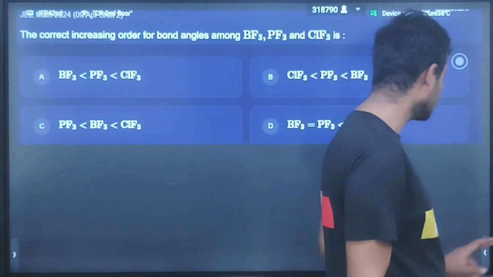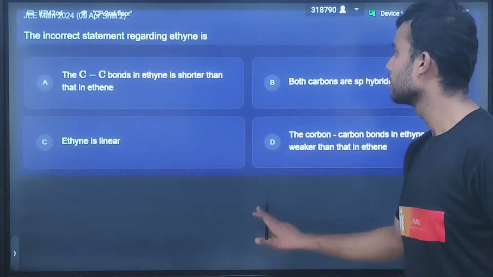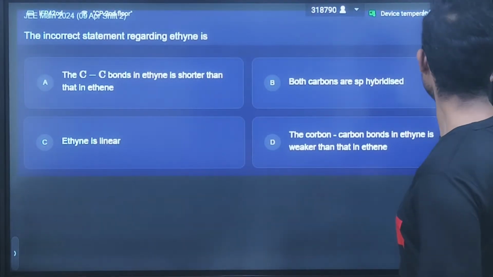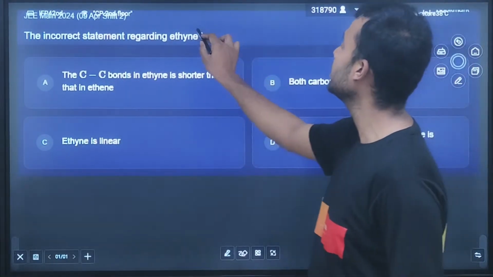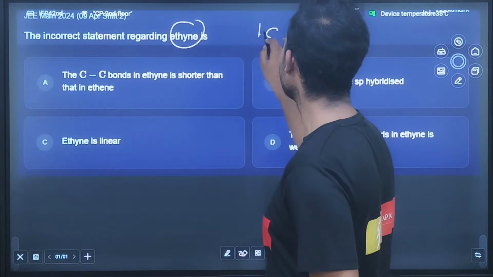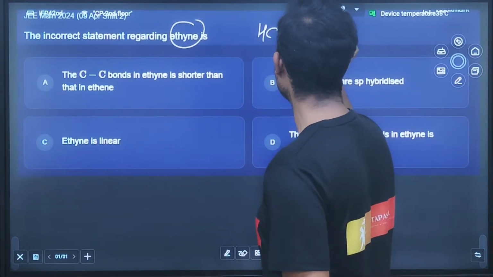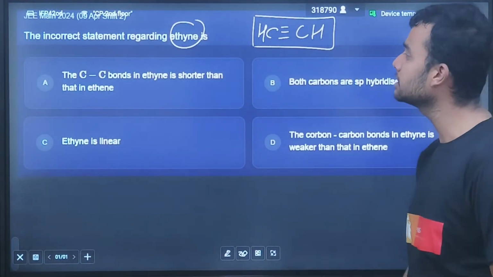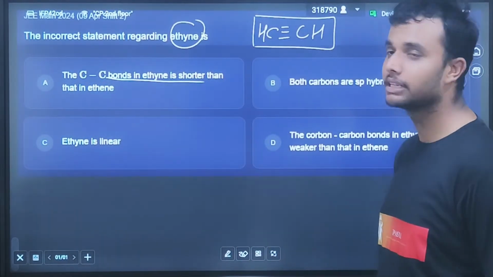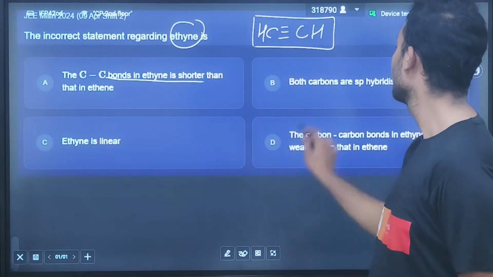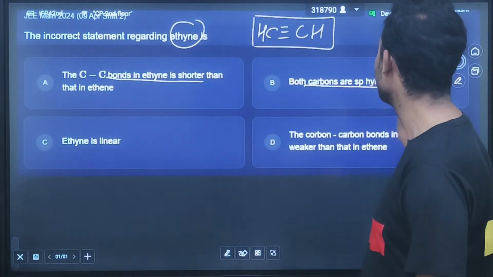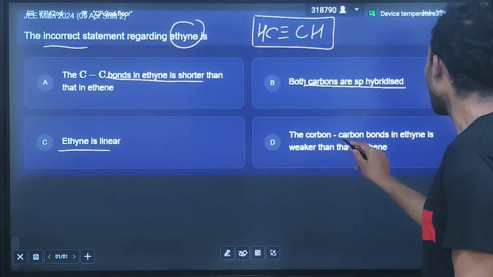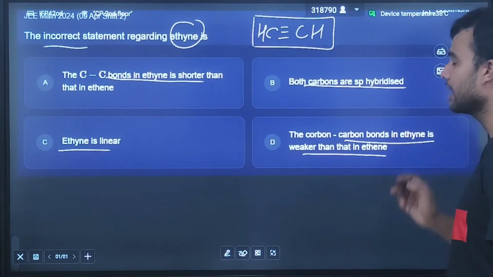Next question. Second one. The incorrect statement regarding ethyne. What is ethyne? We already have a complete idea about ethyne in organic chemistry: C triple bond C. Option A: the C-C bond in ethyne is shorter than in ethene. Option B: both carbons are sp hybridized. They are asking for the incorrect one. Ethyne is linear. The carbon-carbon bond in ethyne is weaker than in ethene.